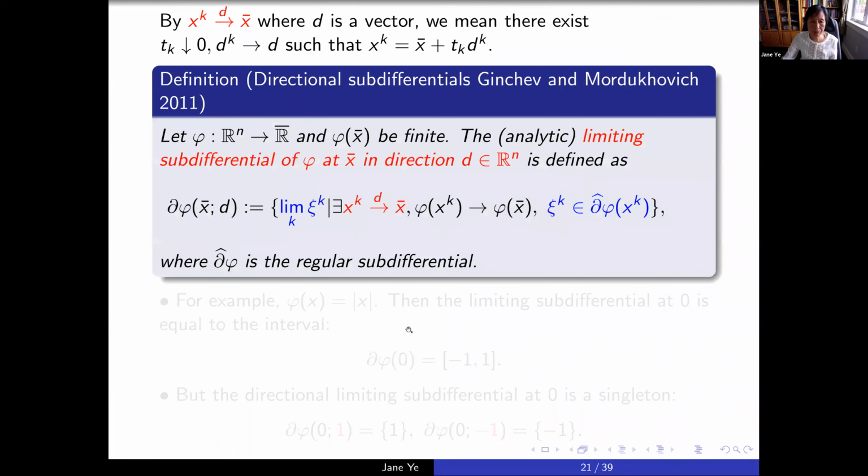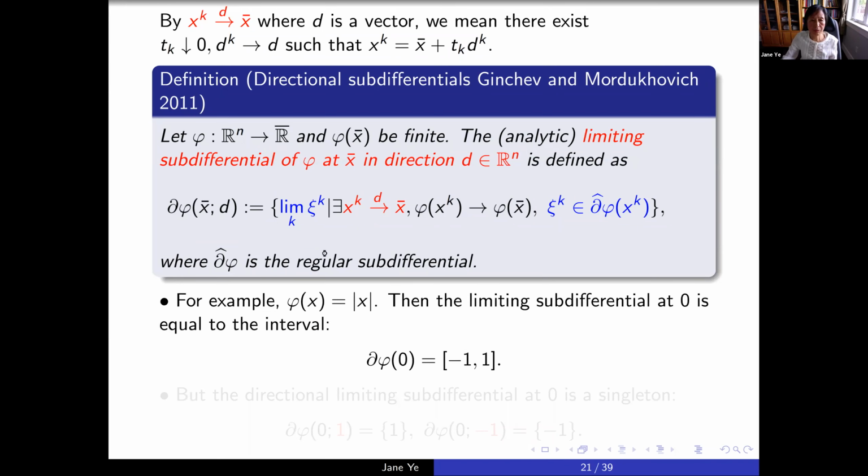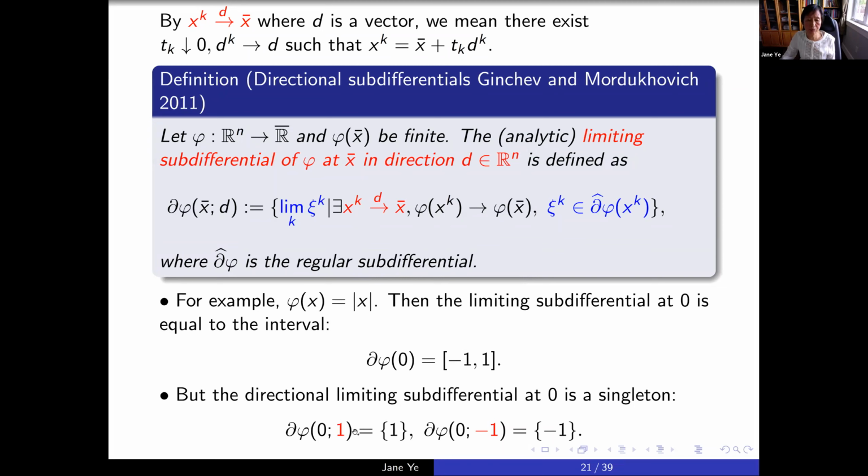So what is the directional optimality condition? So first, in the limiting subdifferential, remember we take the sequence converging to x bar. Now you only take the sequence converging to x bar in direction d. Then we have now a directional limiting subdifferential. For example, if you consider the absolute value function, then the limiting subdifferential is the interval from -1 to 1. But if you just go from the right, you get 1. From the left it is -1. So it is much smaller.